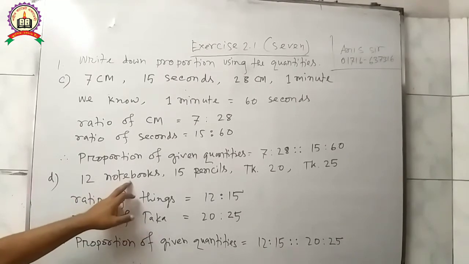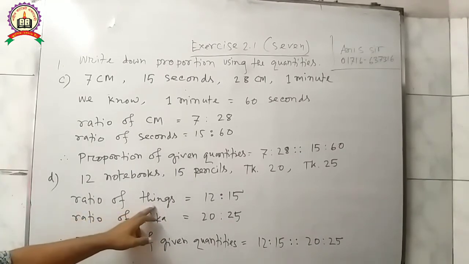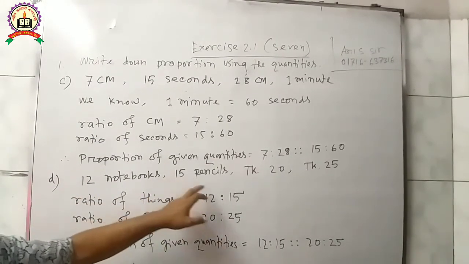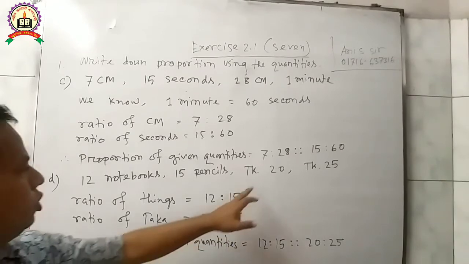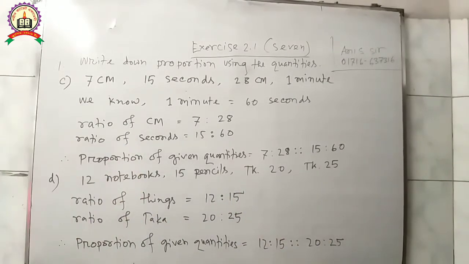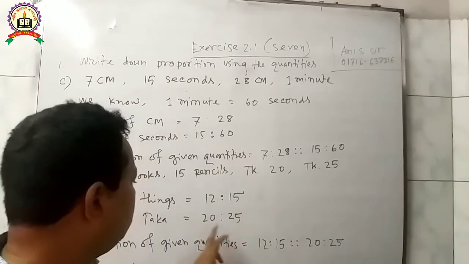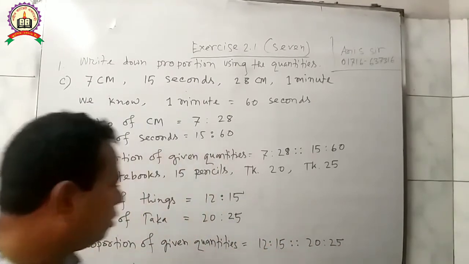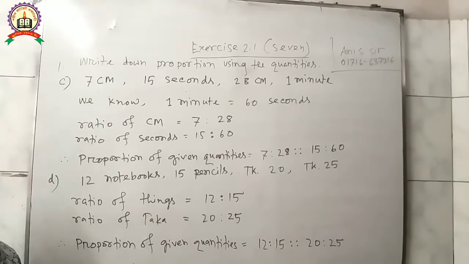So ratio of things, as notebooks and pencils are things, equal to 12 is to 15. And ratio of taka equal to 20 is to 25. So proportion of the given quantities equal to 12 is to 15 proportion 20 is to 25. This is a proportion with these four quantities.